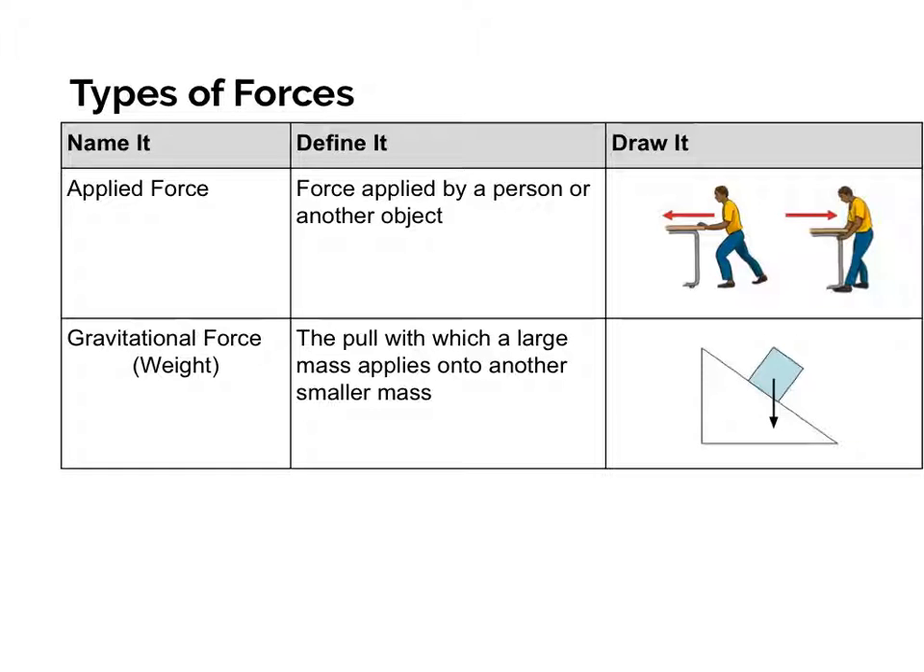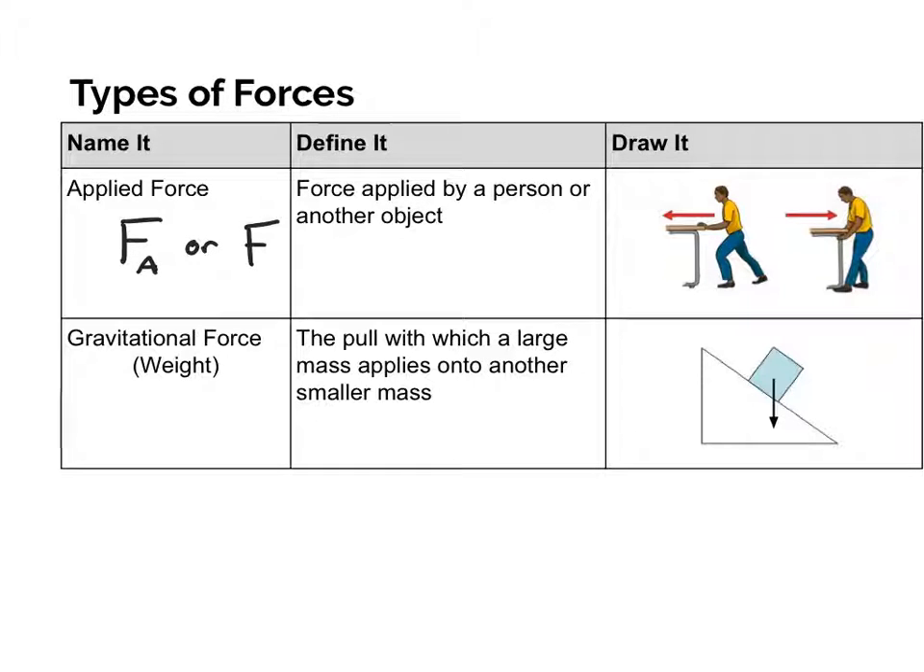Or if I pull something or pull a chair, that's going to be applied force. The applied force we're going to label capital F for force, and we're going to use a capital A to represent that applied force. So I'll write it as FA. You might also see this as just a capital F, F standing for force.